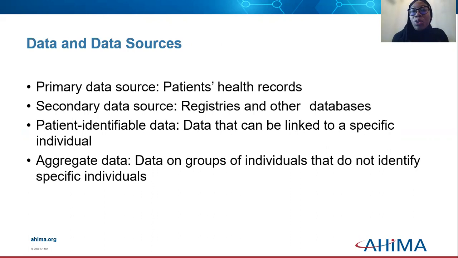Your secondary data source is going to be registries and other databases. So patient identifiable data, that's going to be data that can be linked to a specific individual. And then your aggregate data is data on groups of individuals that do not identify specific individuals.